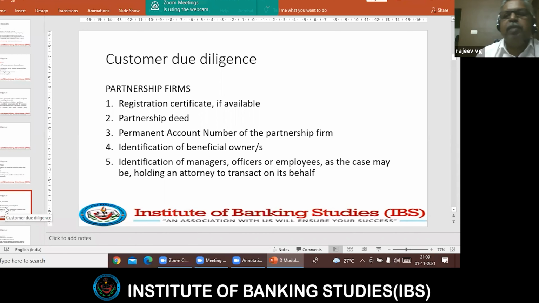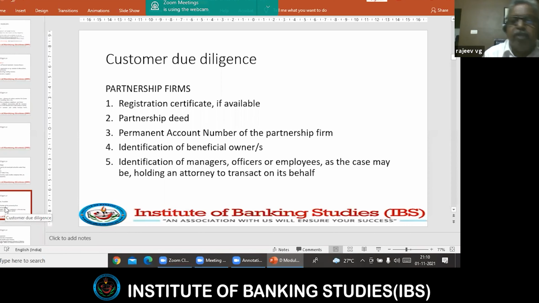In that case, normally, the partners will sit together and draft a deed, which is called a partnership deed. What is the objective of the firm? What is the name of the firm? Who are all the partners to the firm? What are the rules, duties and responsibilities of the partners? What is the investment that each partner is making? What will be the share of profit each partner will take? And all those things will be available. So this partnership deed, the banker has to see. He will get a copy, verify it with the original and keep it with the bank.